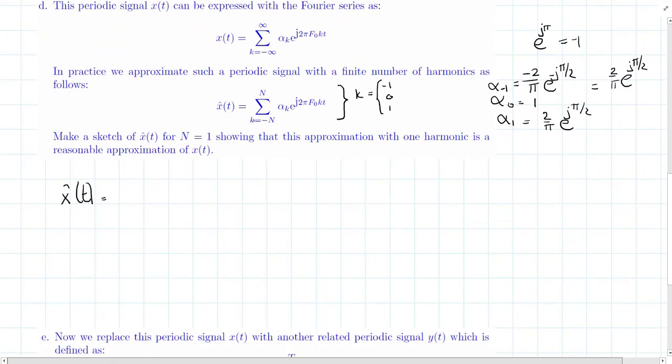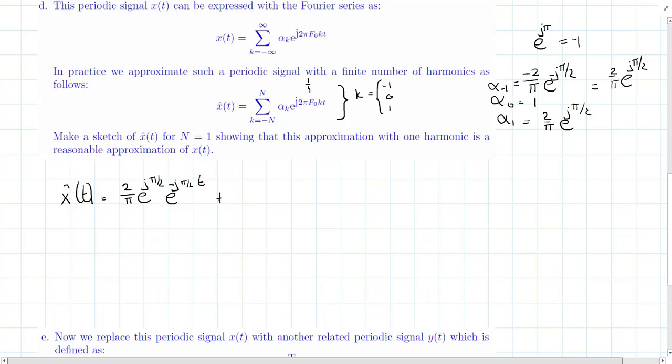So let's simply fill in this summation. Let's start off with k is equal to -1. So what we get is 2 over pi e to the power j pi over 2 multiplied with e to the power j. Keep in mind again that f0 is equal to 1/4, and in case k is equal to -1, so this would lead to minus j pi over 2 times t.